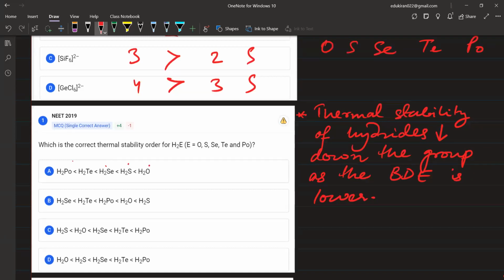So what do we have here? Oxygen, sulfur, selenium, tellurium, and polonium. Down the group, what is going to happen? Thermal stability will decrease. That is why polonium will have the least. So A is the correct option. Please write this down.